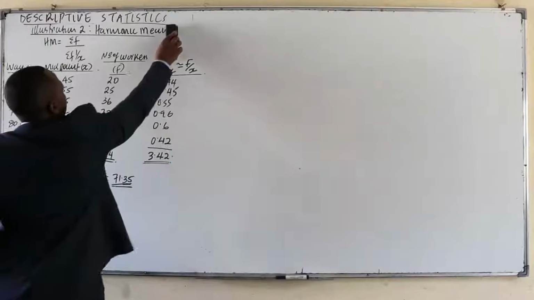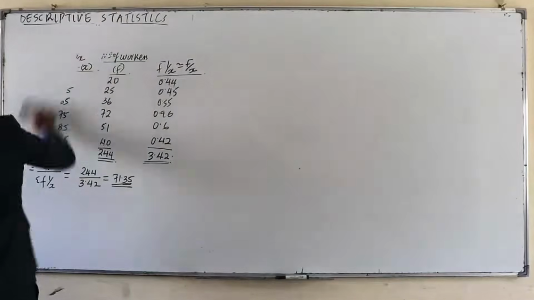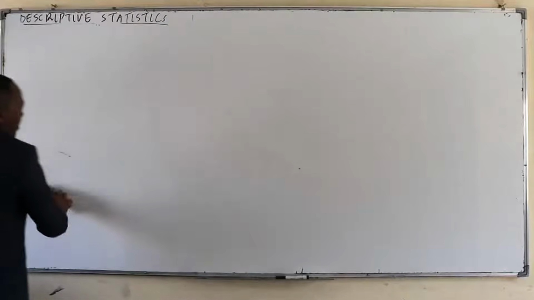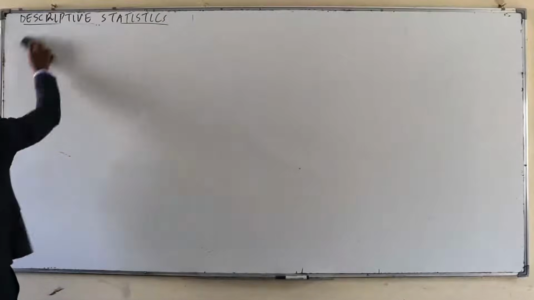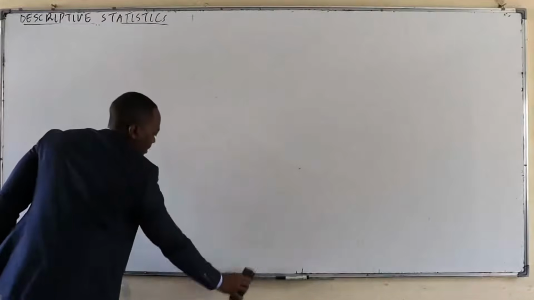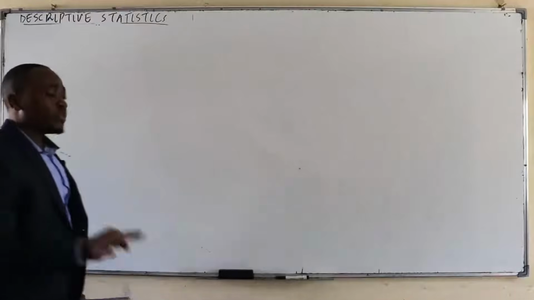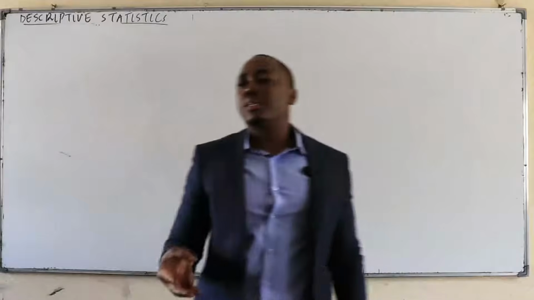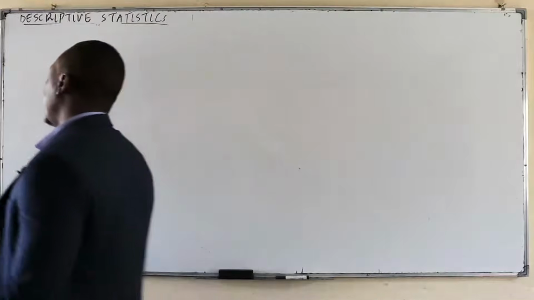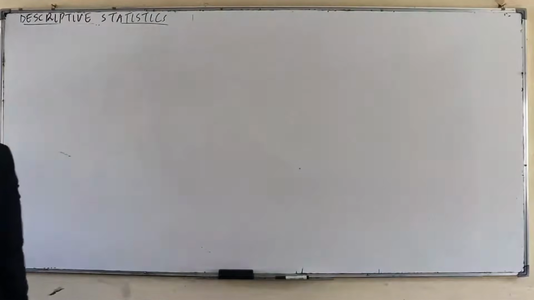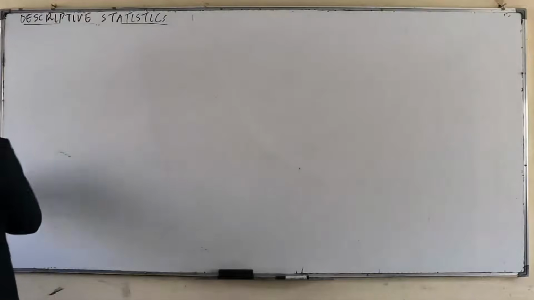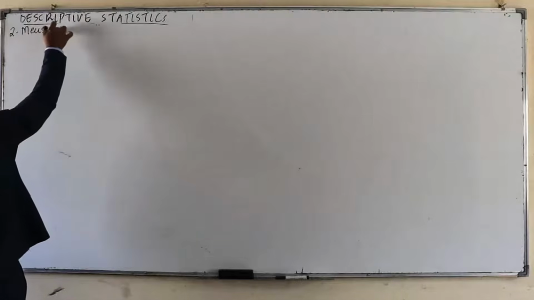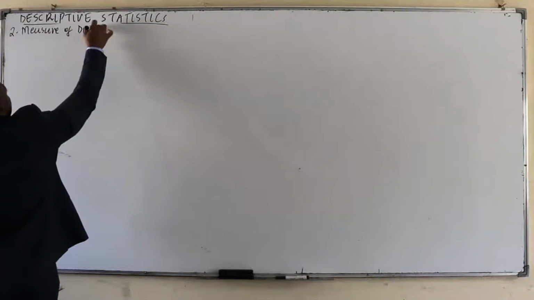Measure of dispersion. So we are done with the measure of central tendencies. That one mainly covers the mean, mode, and median. And for the mean, we have said that we have 3 types of mean: arithmetic mean, called simple mean, geometric mean, and harmonic mean. So make sure you know the formulas on how to determine those 3. Now let's determine number 2, measure of dispersion.